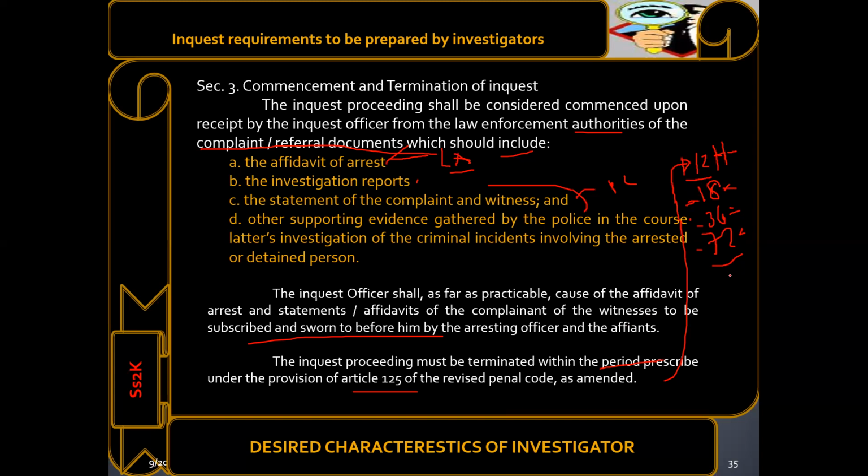Meaning, pwedeng ikulong ng pulis yung na-aresto within 12 hours, 18 hours, 36 hours, 72 hours. Okay? Pero kung hindi pa na-file-an ng tamang kaso o karampatang kaso doon po sa inquest prosecutor within the period as prescribed by law, kailangan pakawalan na yon. Kasi kapag hindi mo pinakawalan, then ikaw po ay kakasuhan ng arbitrary detention. Yan. Okay, yun po yung inquest proceeding.